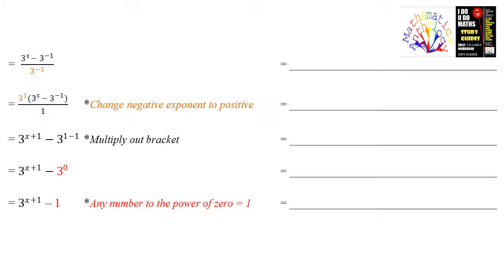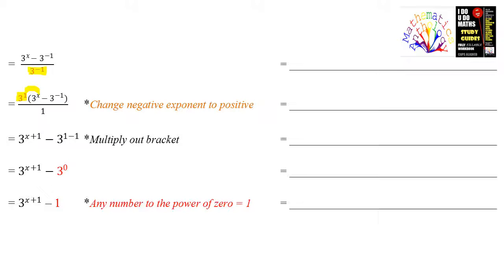What I've done is I've changed the negative exponent into a positive exponent, which means that I've brought my 3 to the power negative 1 to the top, and that has become 3 to the power 1. Here we go. 3 to the power negative 1 of the denominator is now in the numerator as 3 to the power 1. I can open this out by using the distributive law.